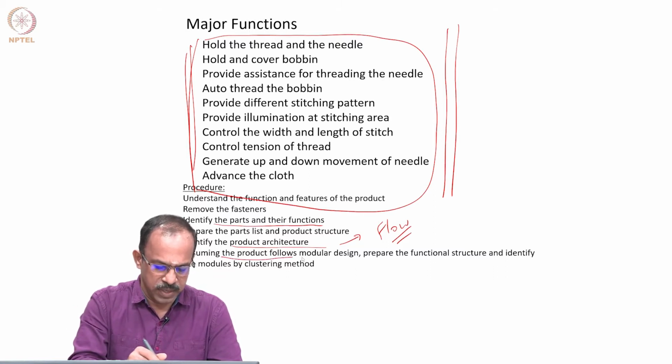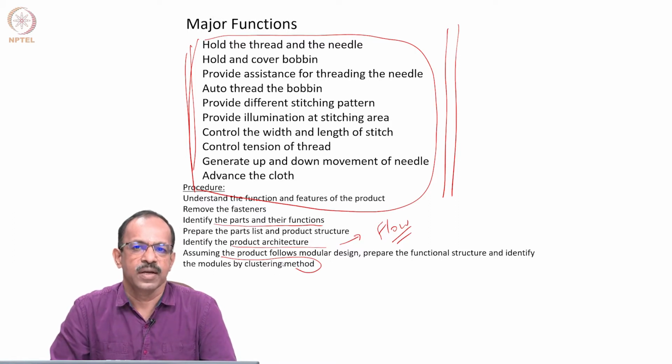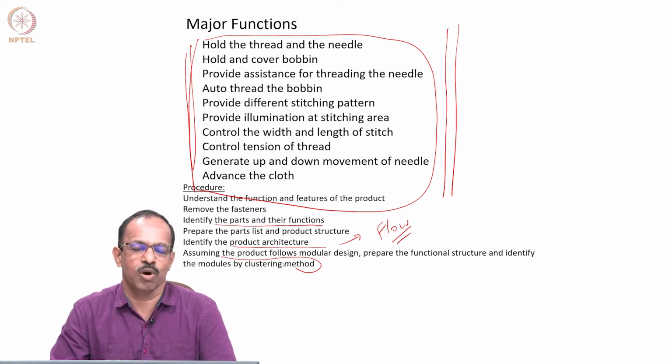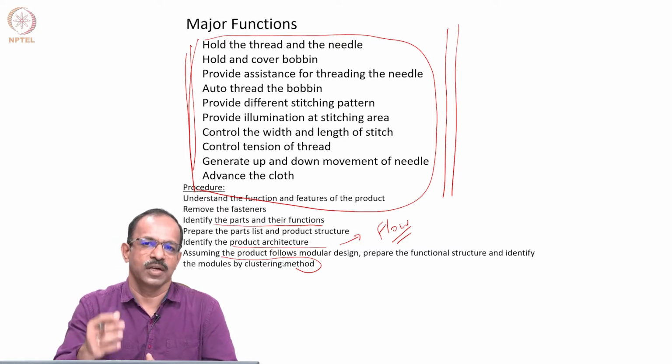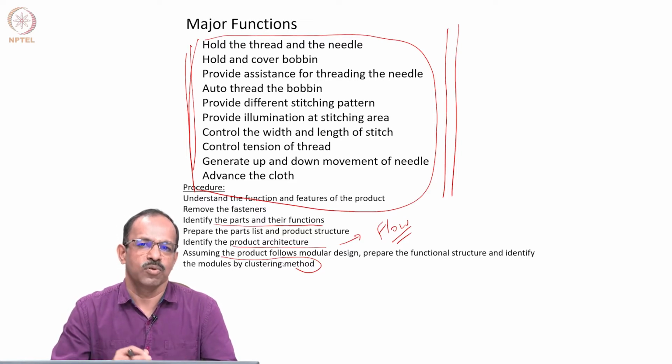So use the clustering method and identify the modules by clustering functions of similar nature, or which share the common flow. Using that, you cluster them and identify the modules. So you will be able to identify different modules, like a transmission module, or power supply module, or thread management module, or thread control module. That way you will be able to see different modules.